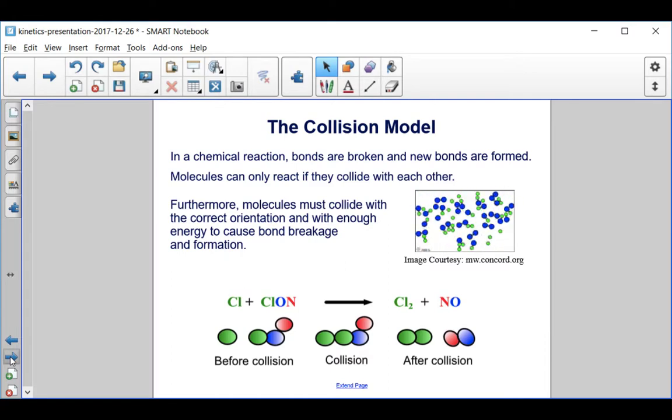So we have this reaction here that we see. Here's the two reactants before the collision. They collide with correct orientation. And then after the collision, we have two new products.